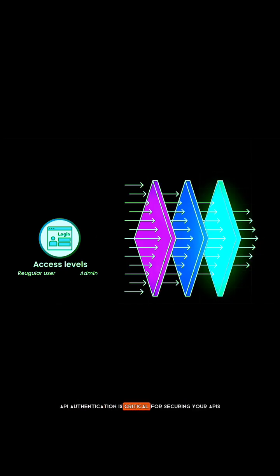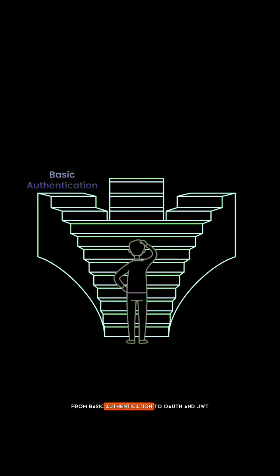API authentication is critical for securing your APIs and ensuring that only authorized users can access sensitive data. From basic authentication to OAuth and JWT, there are several methods available, each with its own benefits and trade-offs. And remember, authentication verifies identity while authorization determines access.